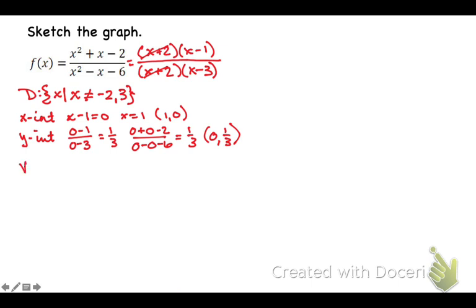So vertical asymptote is the reduced denominator equals 0. So x equals 3. Horizontal, we're comparing the degrees. I like to come back to the original. So 2 equals 2, so it's the ratio, so y equals 1 over 1. So it is 1.